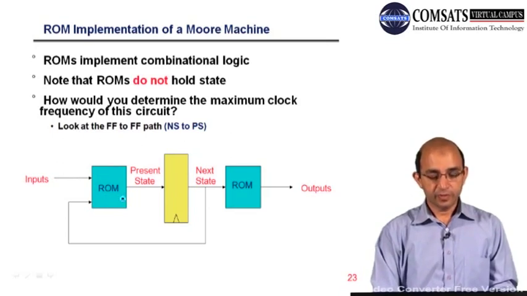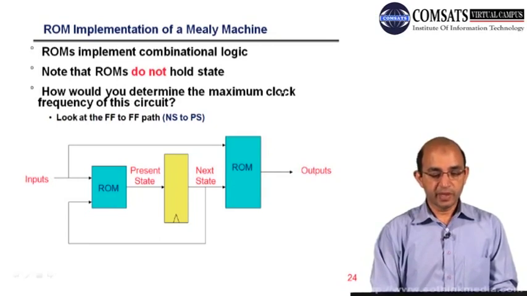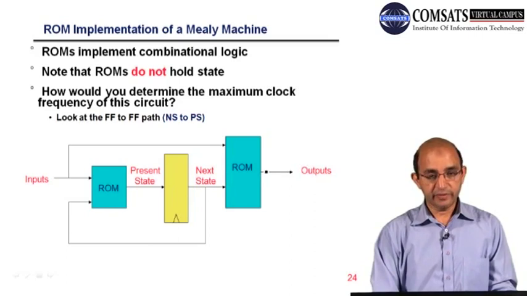Instead of using combinational logic, we have used ROM here. Now here we have the ROM implementation of a Mealy machine. As opposed to the previous implementation, you can see that there is a direct path from input to output. Again, this is the combinational part and this is the sequential part. The input goes to the memory element, and the output from the memory element, or state element, is provided to this combinational part, and we receive the output. So the output is a function of the current state and the input. This is the feedback loop.